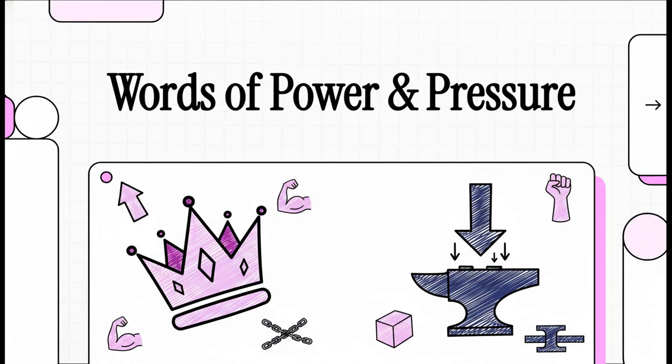All right, today we're tackling a theme that is, well, it's pretty much everywhere. It shapes everything from global politics to our daily conversations: power and pressure. We've handpicked 20 words that are going to give you the tools to talk about these forces with way more precision. So let's jump right in.